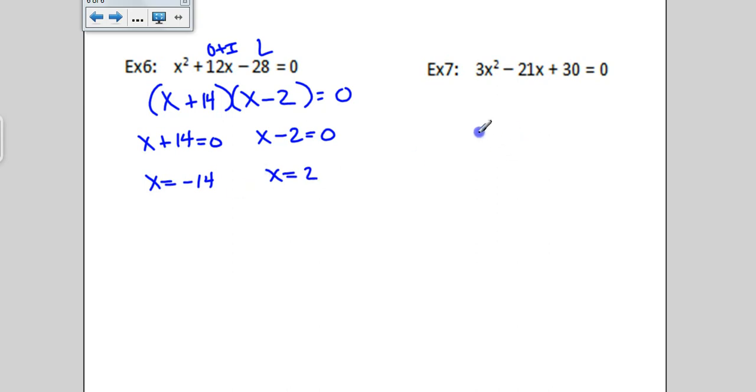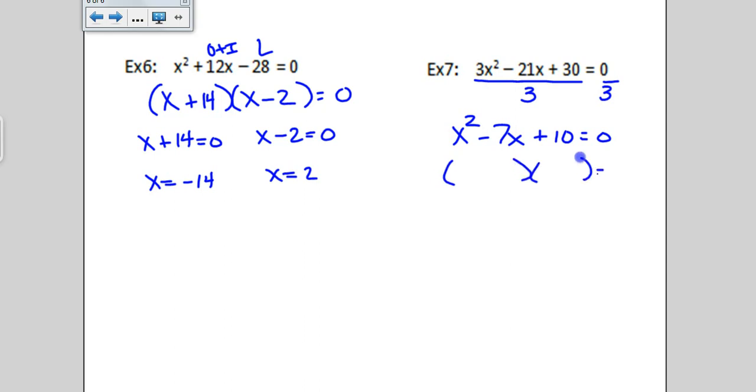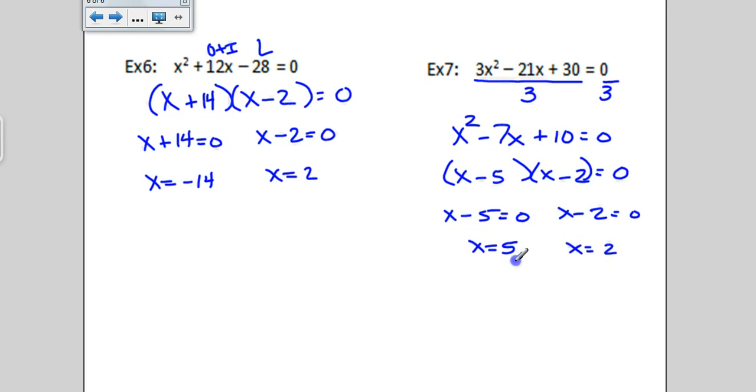Careful on number 7. At first it looks really, really hard, but I'm thinking all of those are divisible by 3. So let's go ahead and divide everything by 3, and since it's an equation, I can go ahead and do that. So we have x squared minus 7x plus 10 equals 0. And now we have a very easy trinomial that we can use a diamond on. So what multiplies to give me a 10 but adds up to a negative 7? I'm thinking negative 5 and negative 2. So when I go ahead and set these equal to 0, I get x equals positive 5, the opposite, and x equals positive 2.